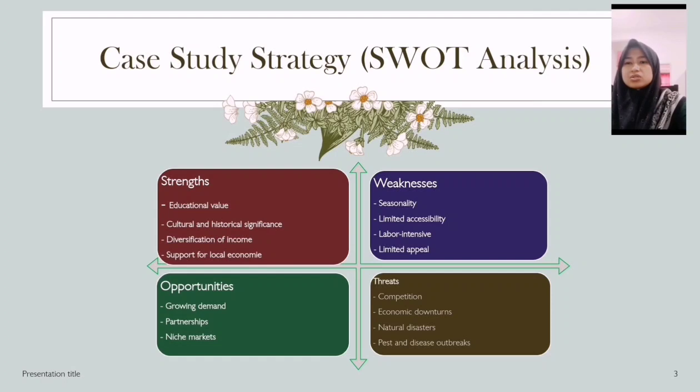Natural disasters also. Agritourism operations may be impacted by natural disasters such as drought, flood, and storms, which can damage crops and infrastructure. Pest and disease outbreaks can have a significant impact on the agriculture industry in terms of crop yield and consumer confidence. So that's all for the SWOT analysis.